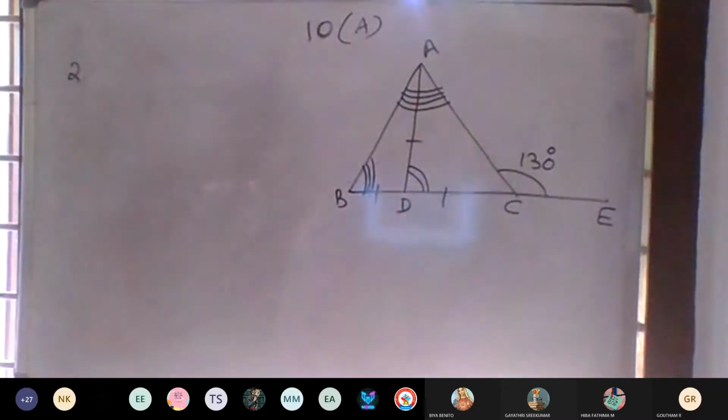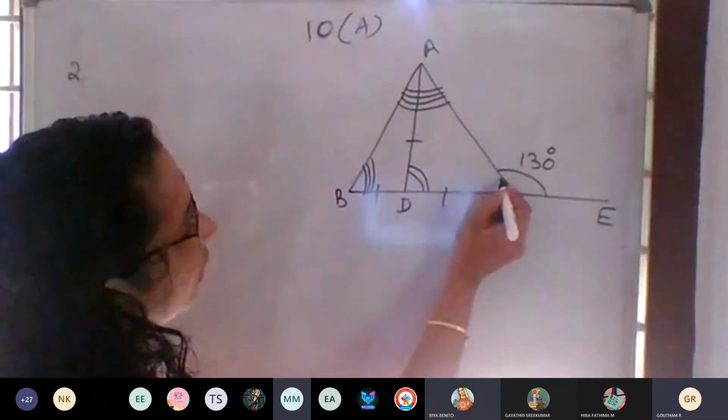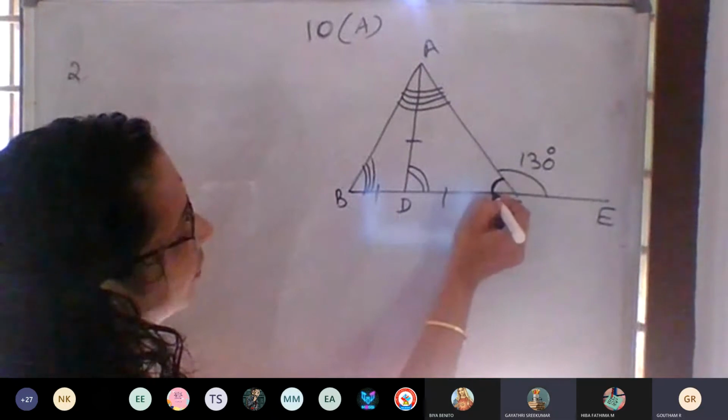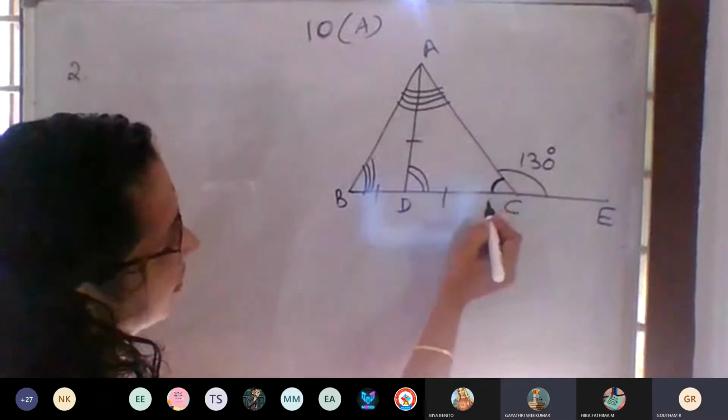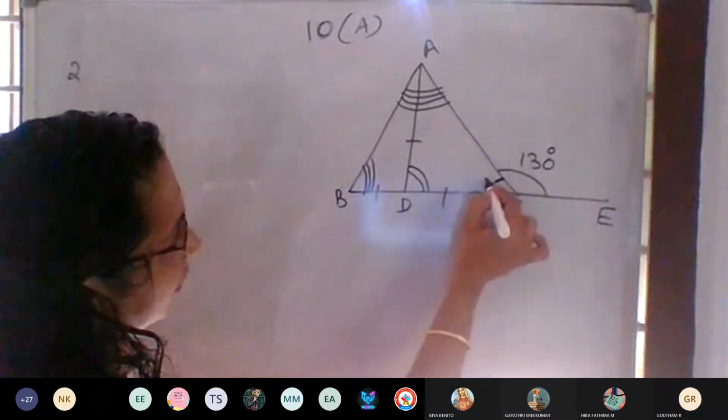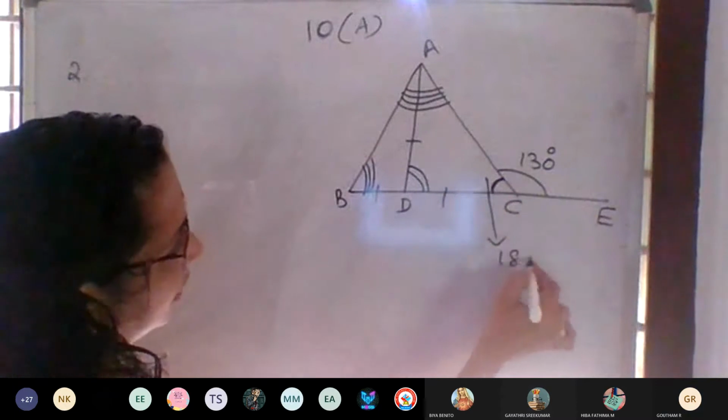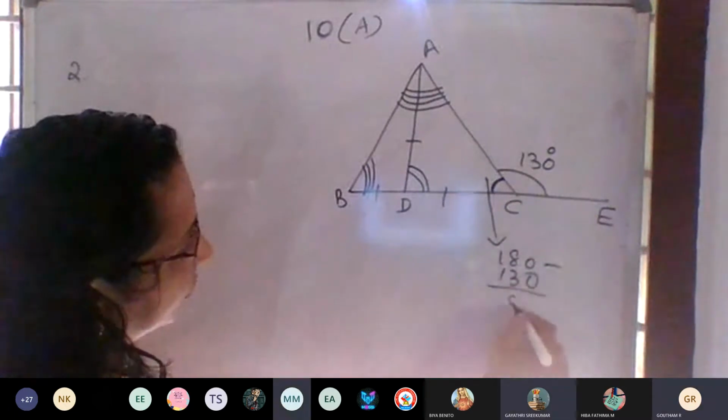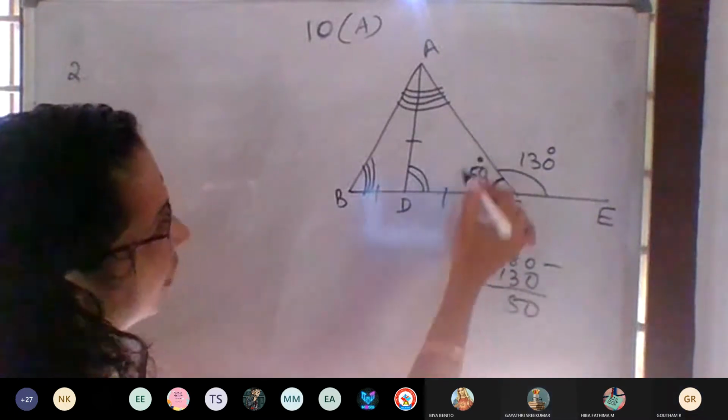So how can we find it? 130 is given. So what will be the next? Sum of angles on a straight line is 180, that is the linear concept. So this angle will be what? This angle we can write as 180 minus 130 degree, that is 50 degree we will write.